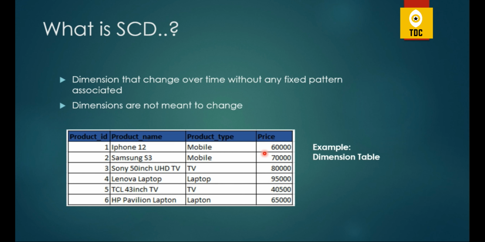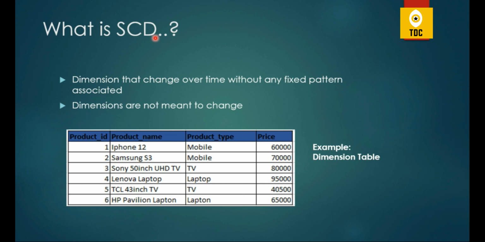It can vary month on month or something like that, but definitely not every second or every hour will the price change. So even though we add a price column, which makes this table change a little, it is not like a fact table. That is why we are still calling it a dimension table. So the definition you understood, right?